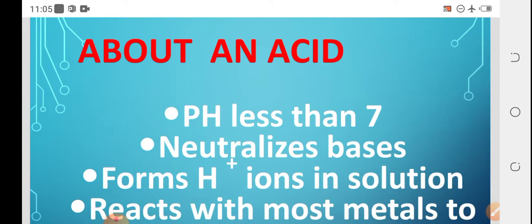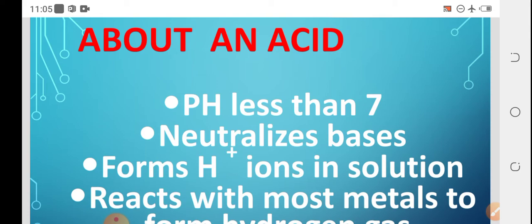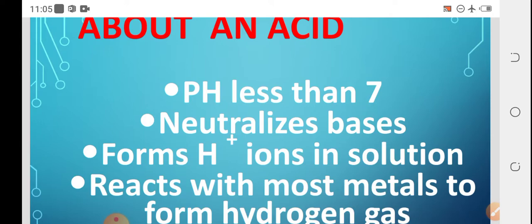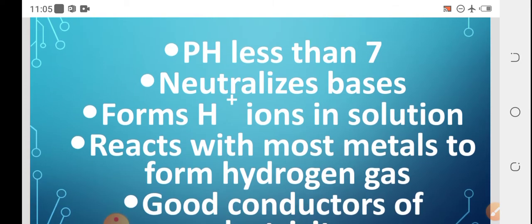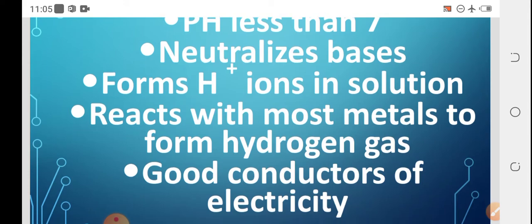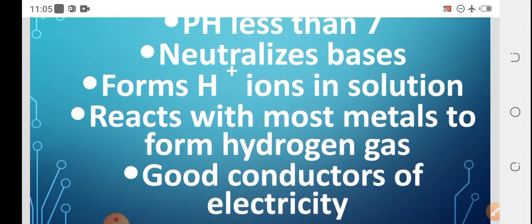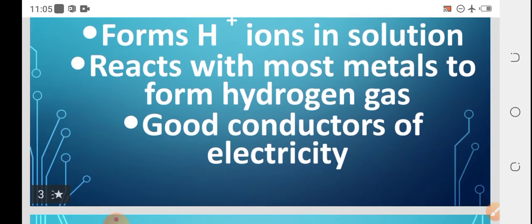Here is the summary of the acid, base, and salt lecture. The pH is less than 7 for acid material. It neutralizes bases. It forms H+ ions in solution. It reacts with most metals to form hydrogen gas. It is a good conductor of electricity. So these are the summary points of the acid.